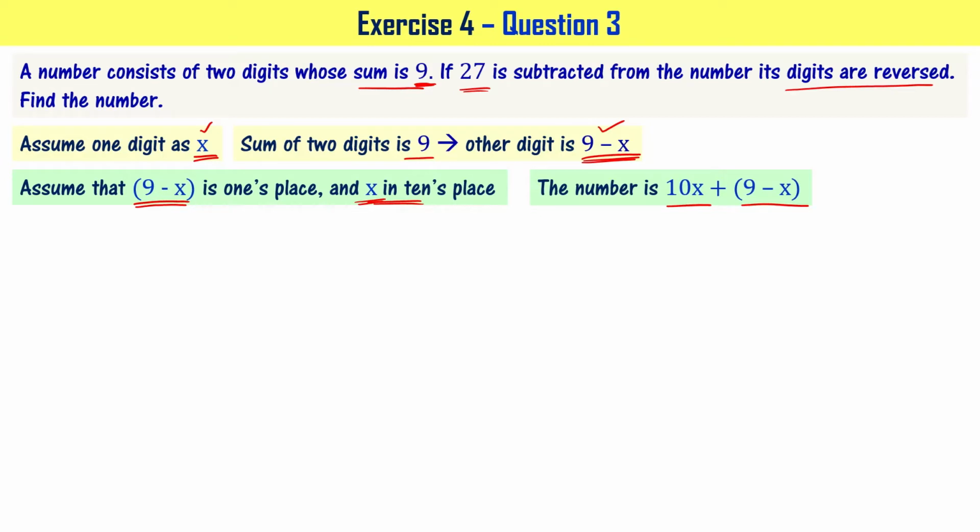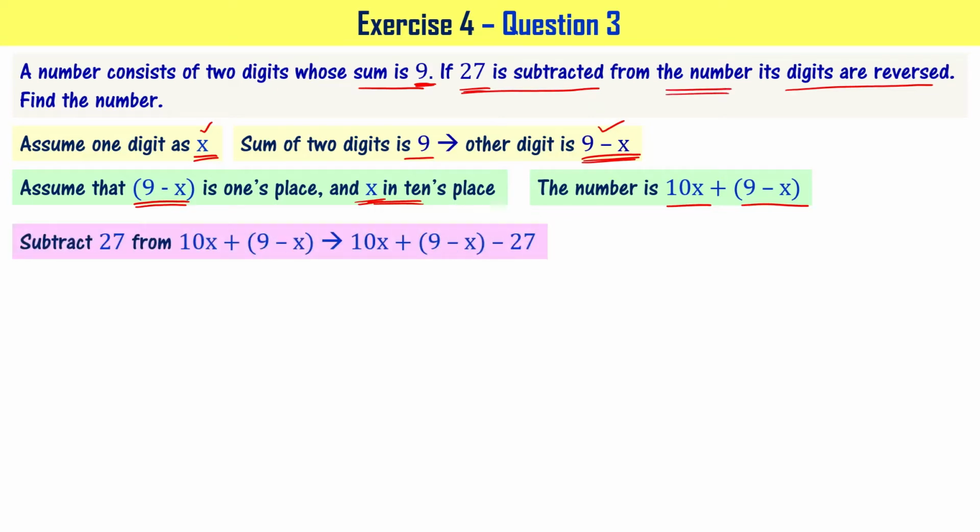The second statement says that 27 is subtracted from this number. Let me subtract 27 from this number. When you subtract 27, the number can be written as 10x plus 9 minus x minus 27. When you subtract 27 from the given number, the digits are reversed. Here we said that x is in tens place and 9 minus x is in ones place. The digits are reversed means x is going to be in ones place and 9 minus x is going to be in tens place.